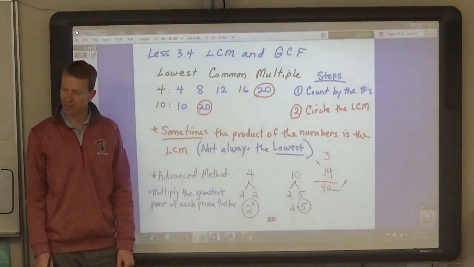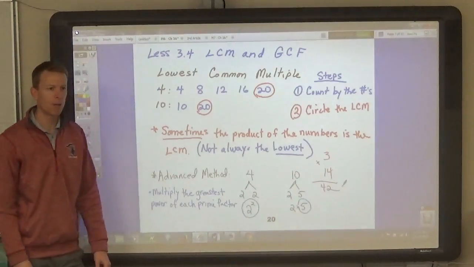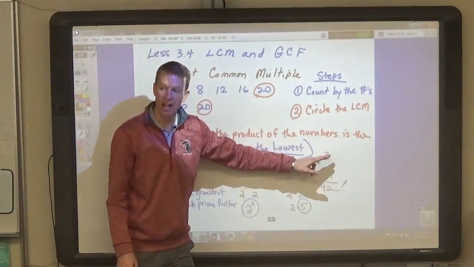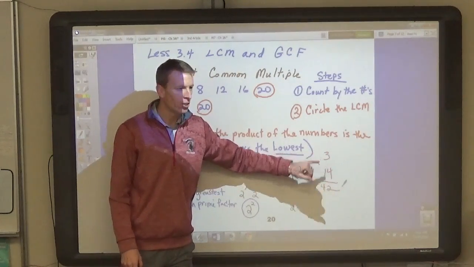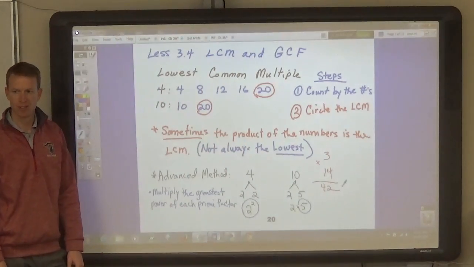Okay? So that's one thing that you can remember when you're finding the lowest common multiple. If one of them is prime and it doesn't go into the other number, then you can find it by multiplying the two numbers together. Okay?